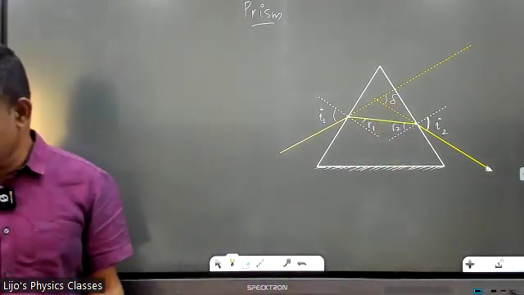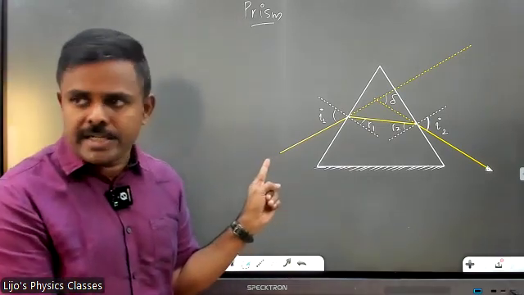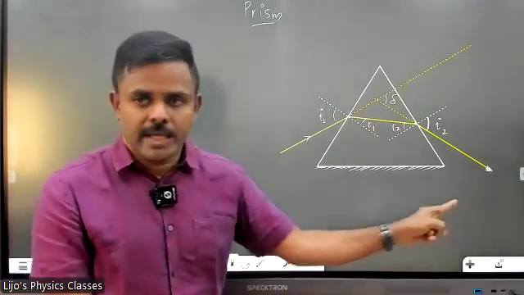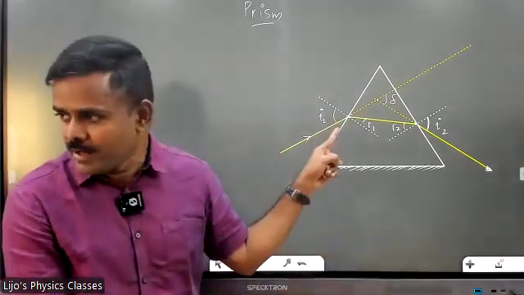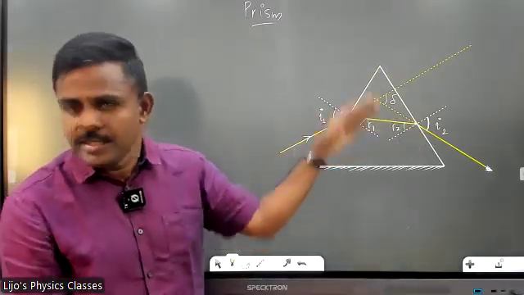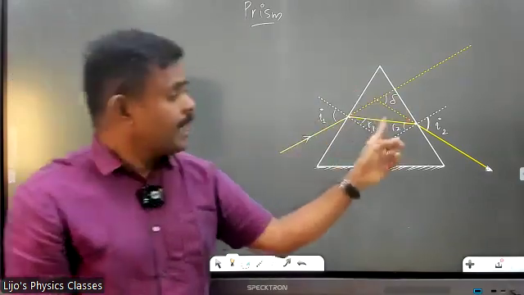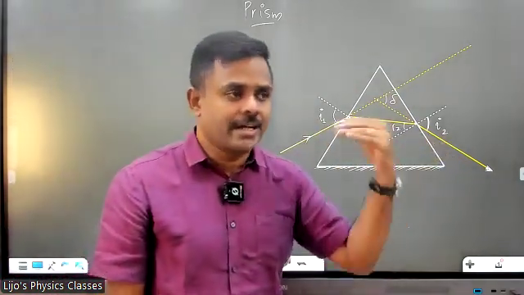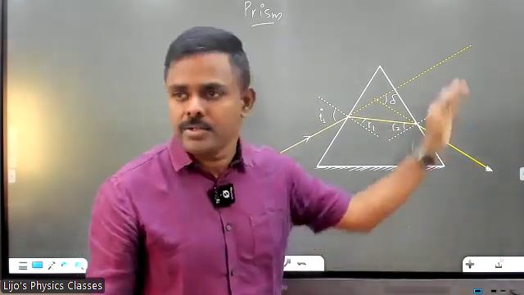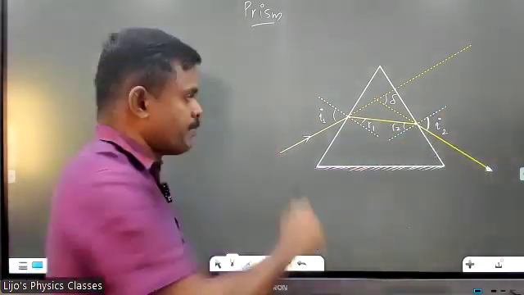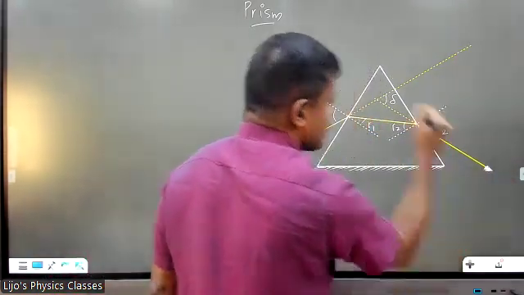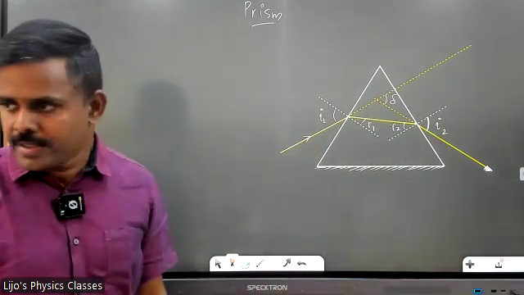I repeat this one more time. The ray enters at an angle of incidence I1. It bends towards the base, rarer to denser, towards the normal. Then upon falling on the second surface, it undergoes refraction for a second time, this time from denser to rarer, so it bends away. You produce this ray backward, and right there they meet. This is angle of deviation delta.